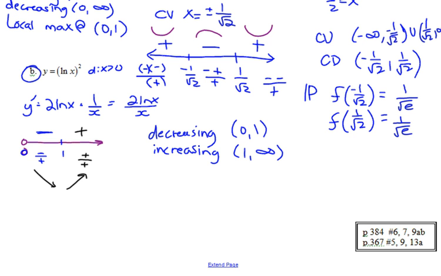We also have a max or a min. Local min at x = 1. So 1 comma something. We have to plug it into the original equation. So 1 comma 0.